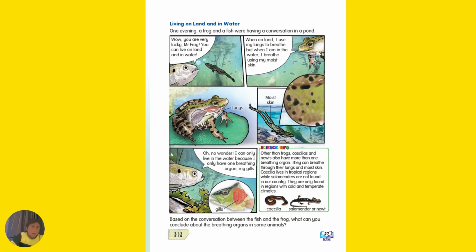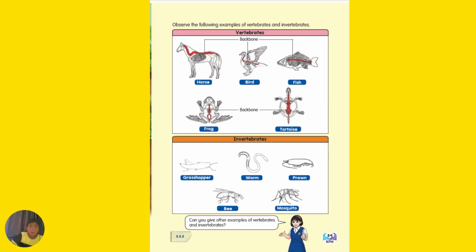Okay, very good. Dan paling terakhir cikgu ajar anda adalah mengenai vertebrates and invertebrates. Itu yang kita belajar pada hari Isnin, iaitu haiwan yang mempunyai tulang belakang dan haiwan yang tidak mempunyai tulang belakang. So vertebrates are animals with a backbone and invertebrates are without a backbone. Okay, so yang ini semua kalau anda ingat.